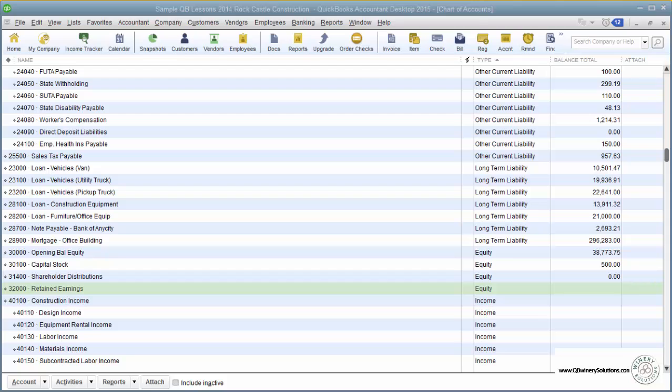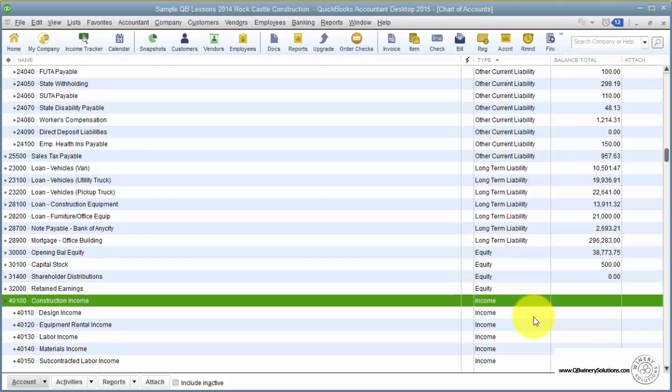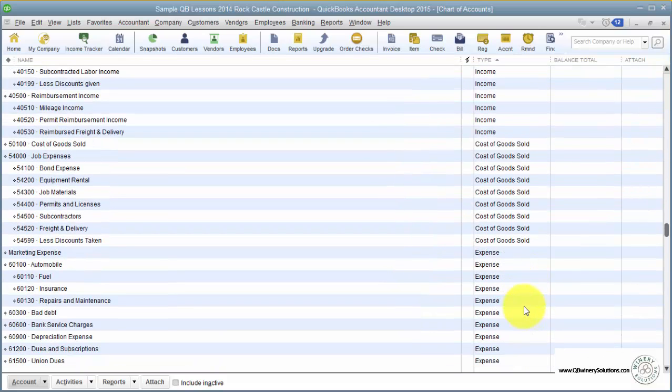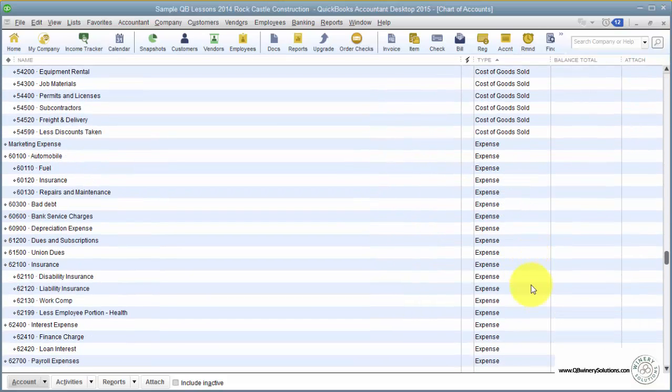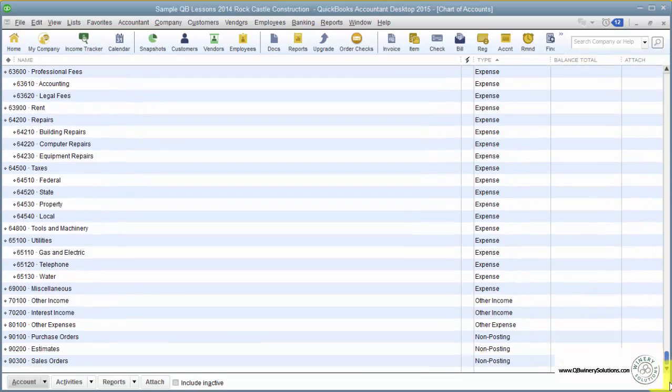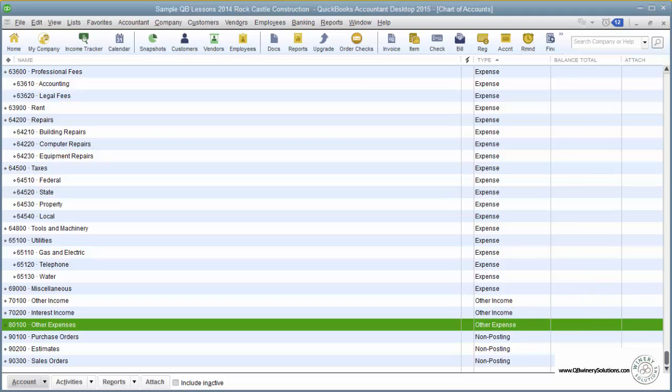Now below the balance sheet accounts are your income and expense accounts. Starting off first with the income accounts, next we have the cost of goods, and then we have expenses. And down at the very bottom, we have other income and other expense accounts. Now in my recommended chart of accounts, we have all of our winemaking expenses down here in the bottom in the other expense area.